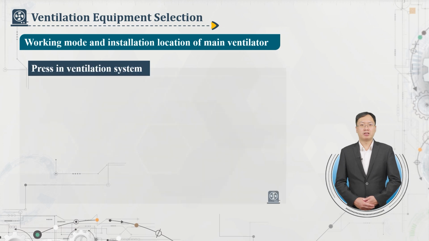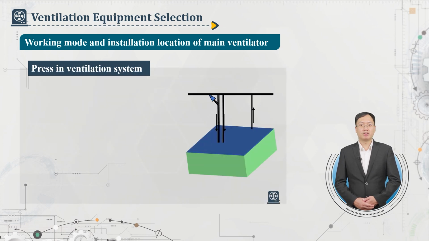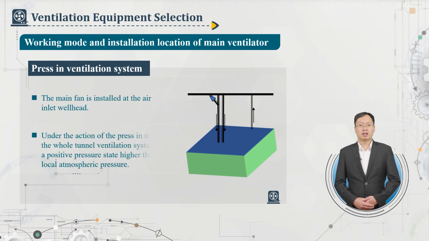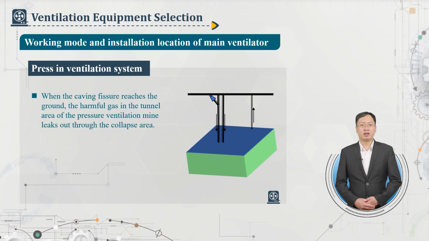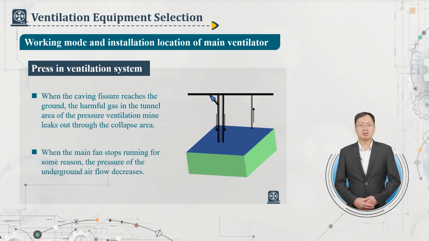As for the press-in ventilation system, as shown in the figure, the main fan is installed at the air inlet wellhead. Under the action of the press-in main fan, the whole tunnel ventilation system is in a positive pressure state higher than the local atmospheric pressure. When the caving fissure reaches the ground, the harmful gas in the tunnel air of the pressure ventilation mine leaks out through the collapse area. When the main fan stops running for some reason, the pressure of the underground airflow decreases.